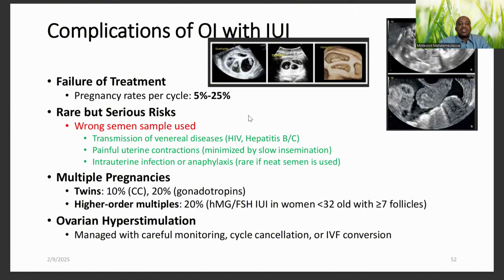The other complication is risk of multiple pregnancy. We risk twins and high order pregnancies, especially if you use gonadotropin stimulation for IUI. And the other catastrophic complication is ovarian hyperstimulation, but you can prevent this complication by vigilant use of gonadotropin, by cycle monitoring, and being ready to cancel the cycle. Or by converting to IVF, you can reduce the risk of ovarian hyperstimulation.